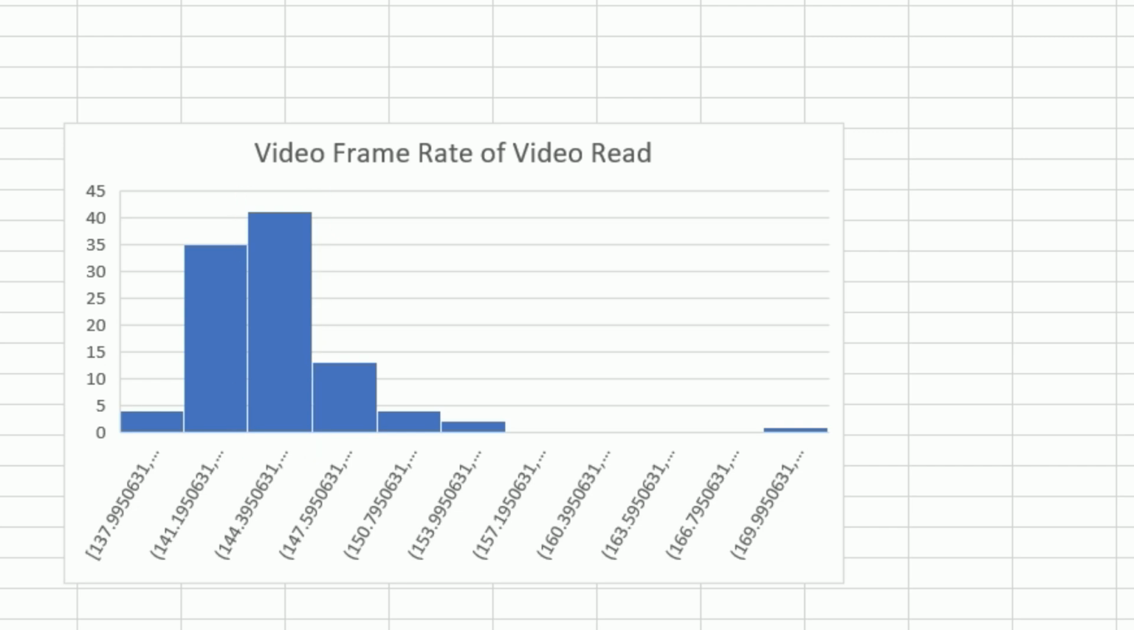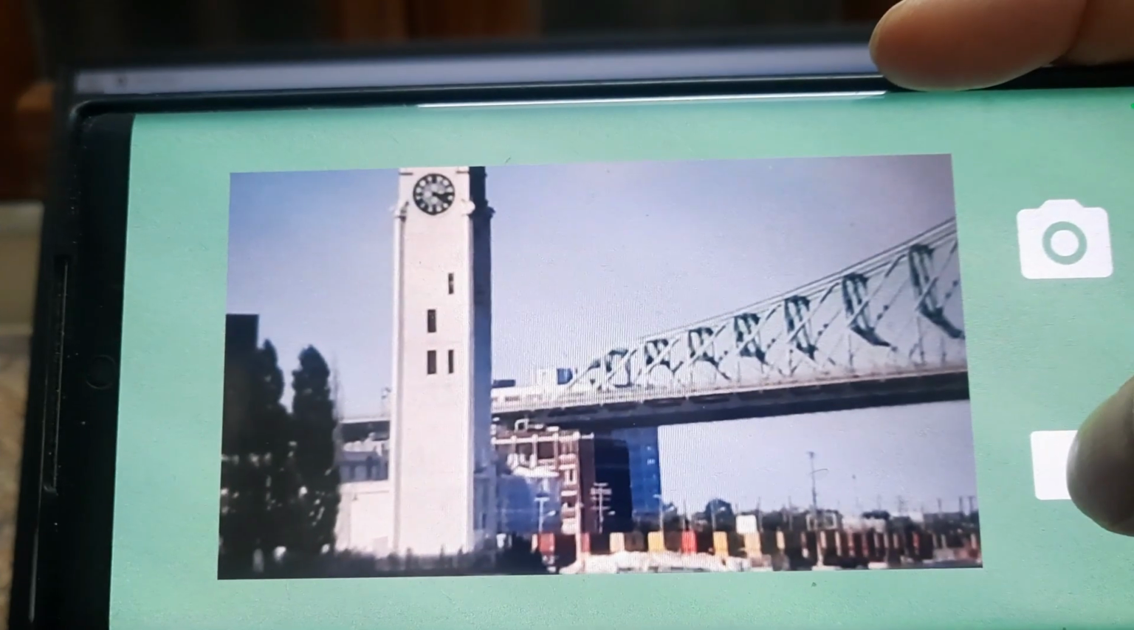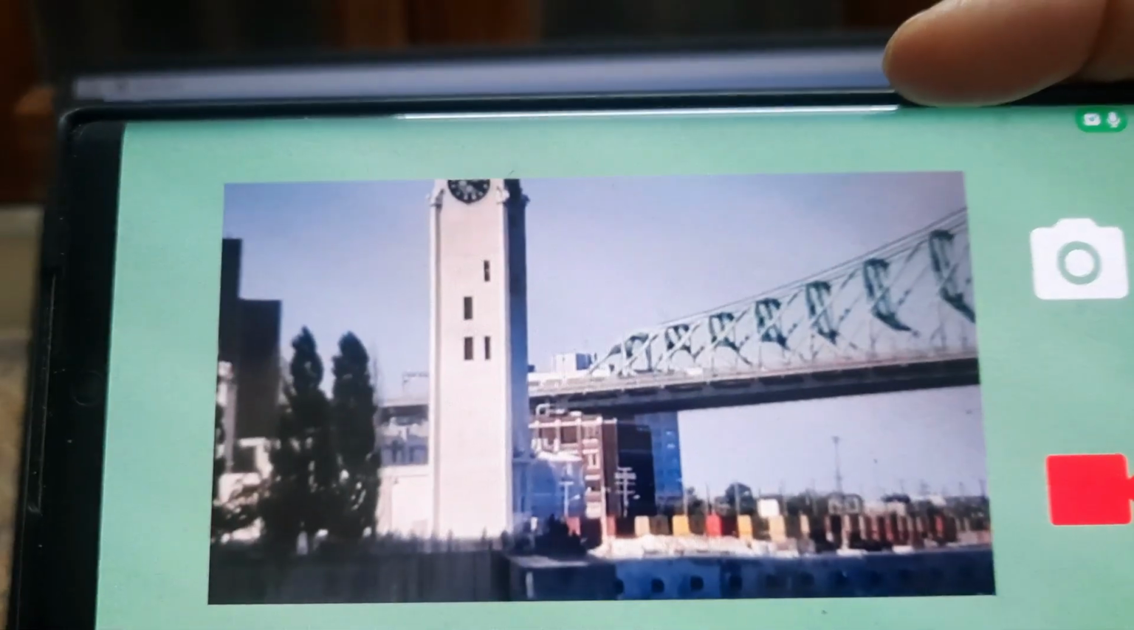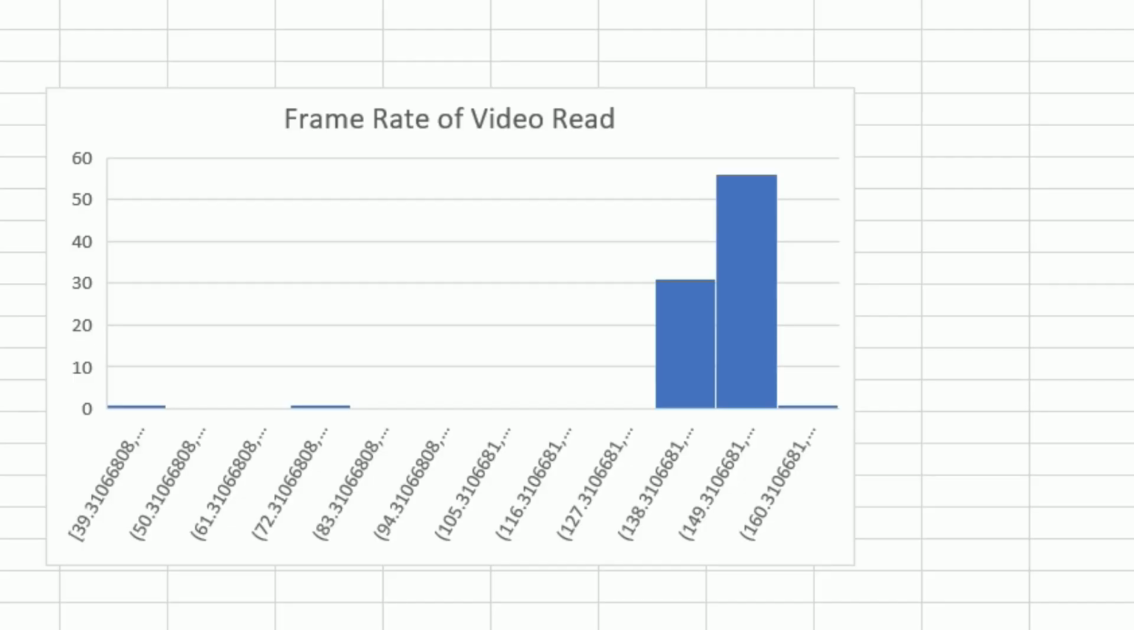Until this point, I tested videos in 9:16 aspect ratio. Next, I tested a video in 16:9 aspect ratio. The frame rate was mostly around 149.31 frames per second, which seems to be the highest in all the tests so far. The video is that of a slow-paced scenery of a river cruise.